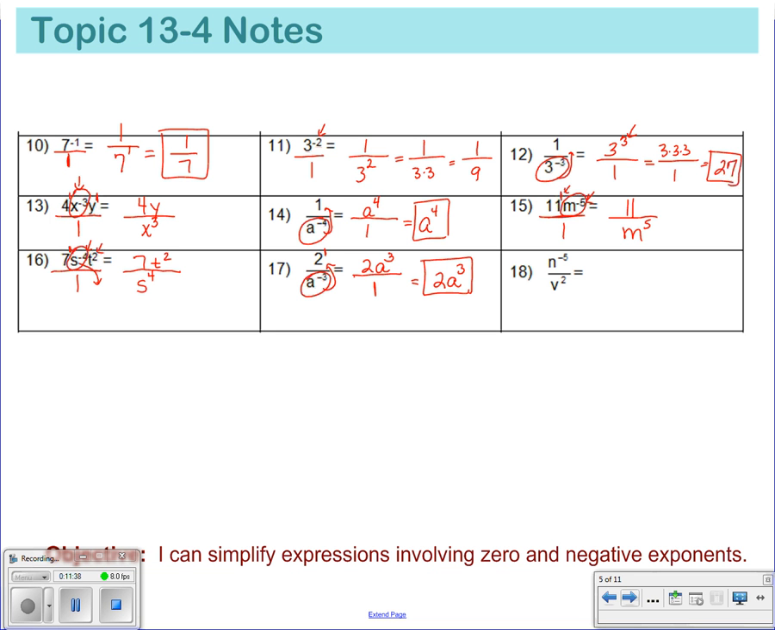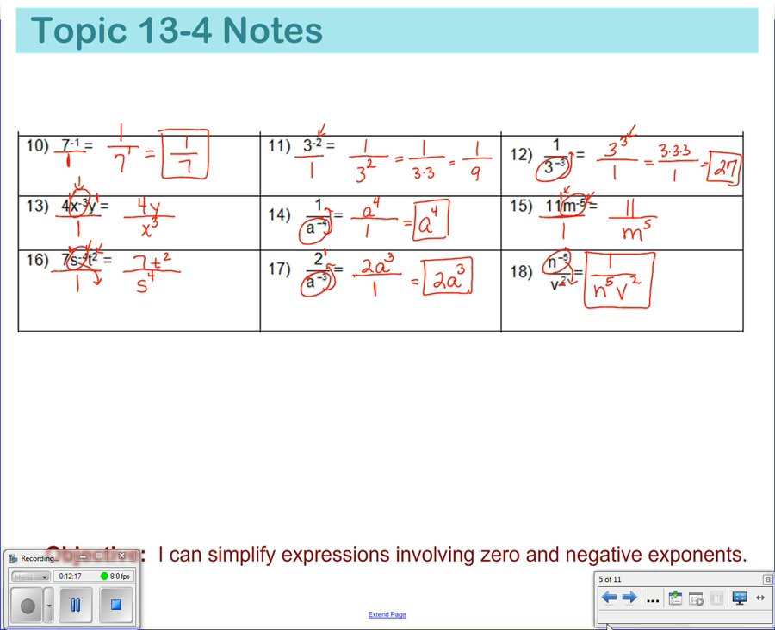18, I have 2 terms. I have an n to the negative 5th and v squared. So I'm going to circle my term that has the negative exponent. That's my n. Write my line so I know I have some kind of fraction. Now my n is being raised to the negative. It was on top. We're going to move it to the bottom. It becomes n now to the positive 5. I look at my v. It already has a positive, so I do not move it. It stays in its location. So now I have nothing on top. There's always an understood 1 there. So my final answer is 1 over n to the 5th v squared, that quantity.